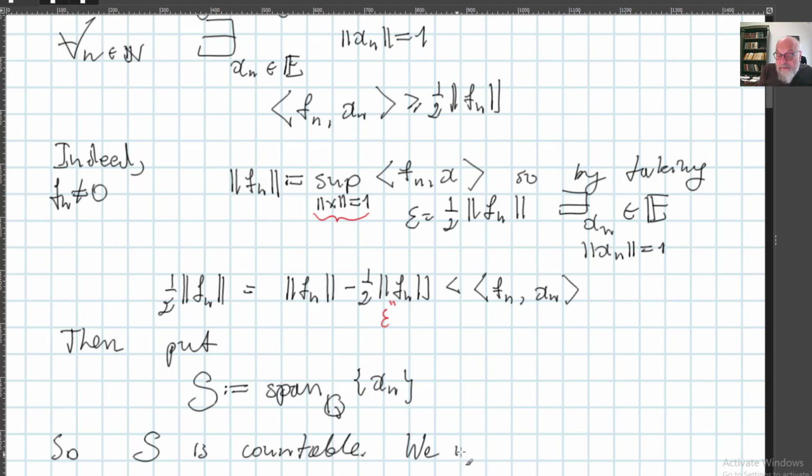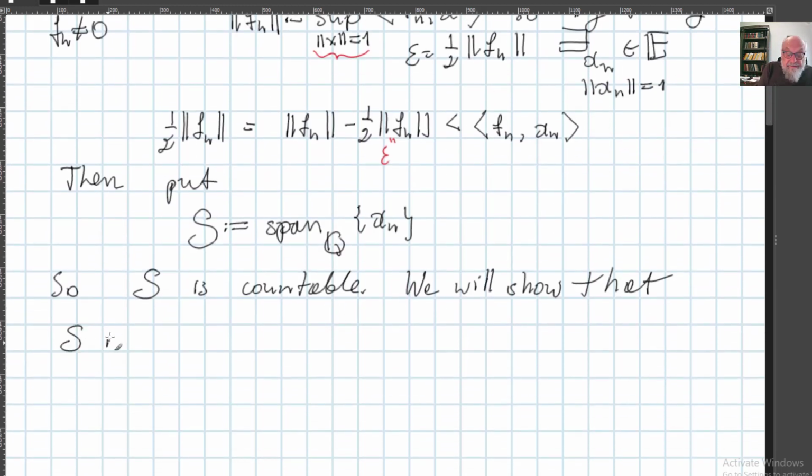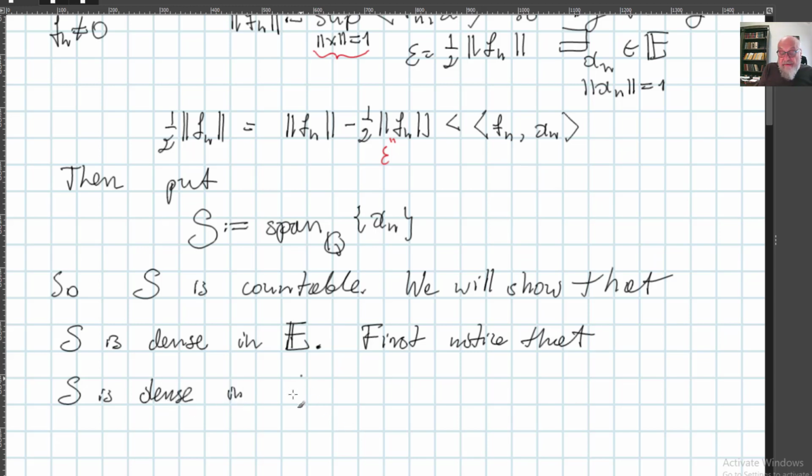We will show that S is dense in E. First, notice that S is definitely dense in the subspace, call this subspace L, which will be equal to the span, but this time I take the real coefficients. So that's a linear subspace.